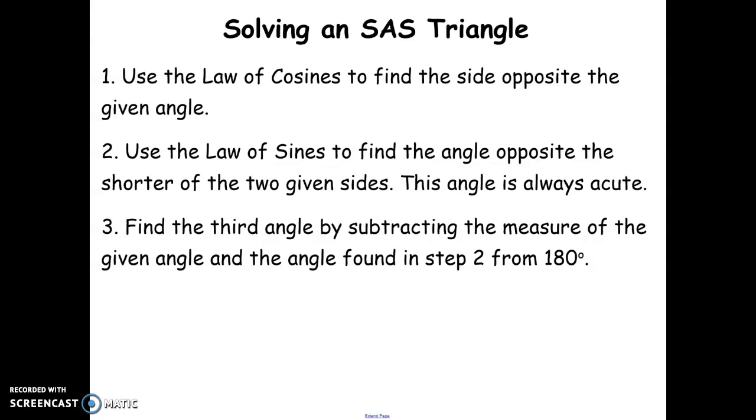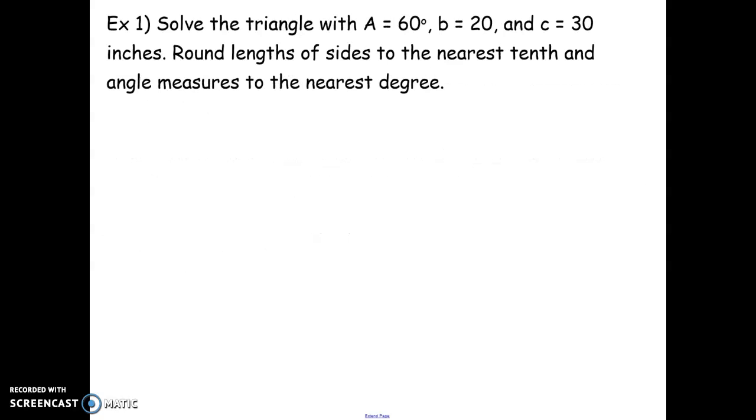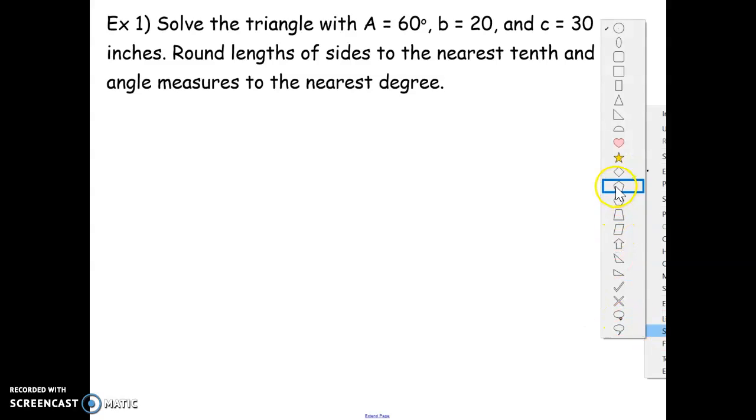So first we're going to use law of cosines to find the side opposite of the given angle, and then use law of sines to find the angle opposite the shorter of the two sides. It will always be acute, and then find the third angle by subtracting from 180. There are also cases when you have three sides, you need to decide which angle you're going to find first, and we'll talk about that in the second example. So let's go ahead and draw a triangle here and label what we know.